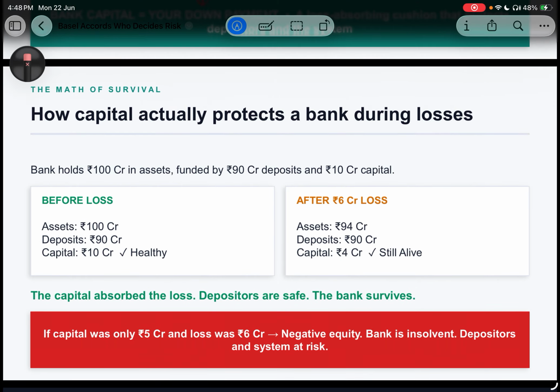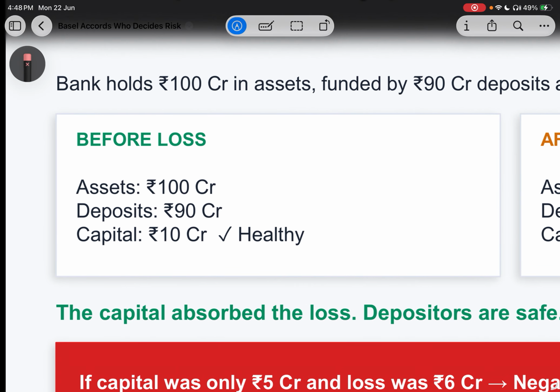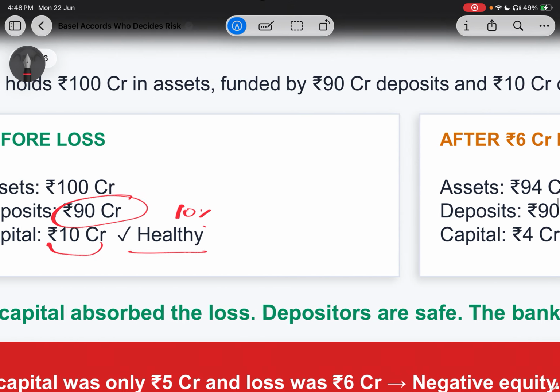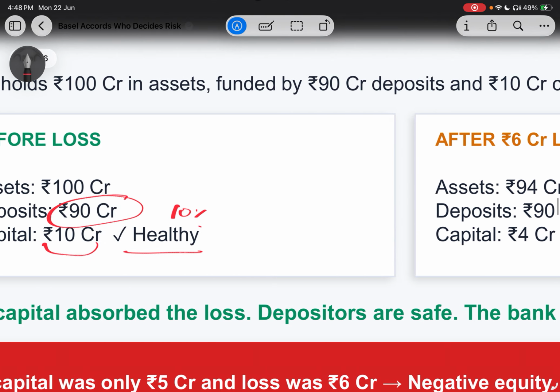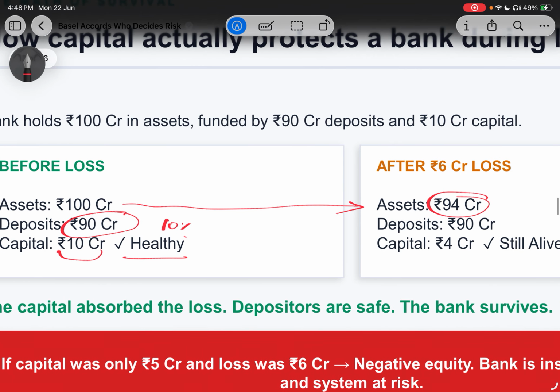Now, how capital actually protects a bank during a loss. See, what is happening is, let's say the bank is holding 100 crores in assets and it is funded by deposits of 90 crores, right? So the capital of 10 crore, which is 10%, is absolutely healthy, right? Let's say there is a loss of 6 crores, right? Now a loss of 6 crores means assets are now worth 94 crores.